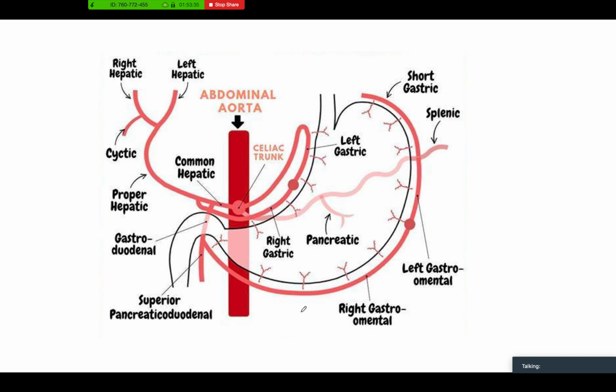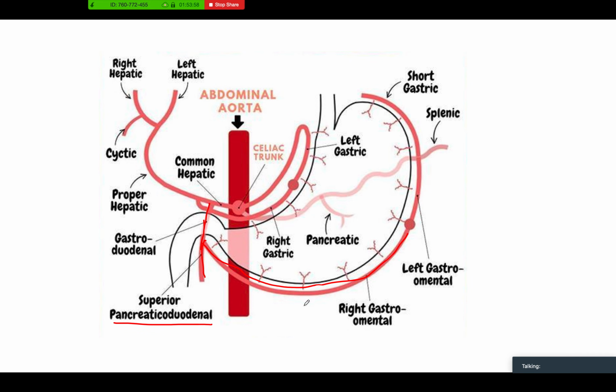Okay. Our gastroduodenal, we mentioned before, is this first branch of our common hepatic. The gastroduodenal is going to give a branch that becomes the right gastroomental for the greater curvature of the stomach. And it's also going to give a branch to the pancreas and duodenum as the pancreaticoduodenal artery.